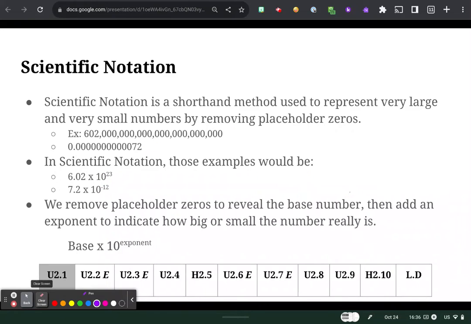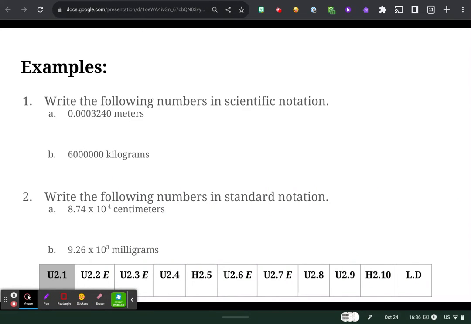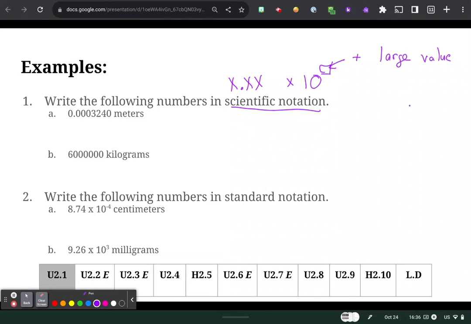All right, so let's take a look at some examples. We want you to write the following numbers in scientific notation. Again, when you're writing it in scientific notation, it is going to be a number, decimal point, some other numbers, and then times 10, and you need to figure out the exponent. If it is a positive exponent, it is going to be a large value. If it's a negative exponent, it is going to be a small value.